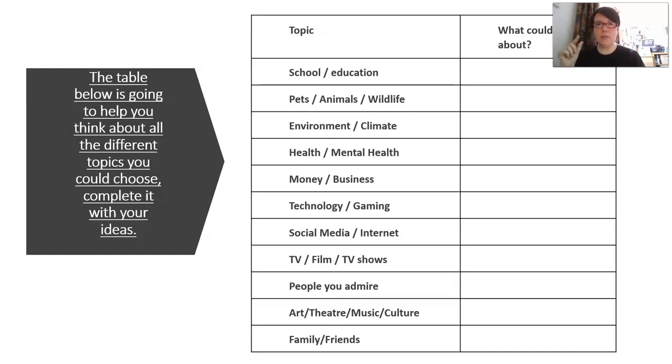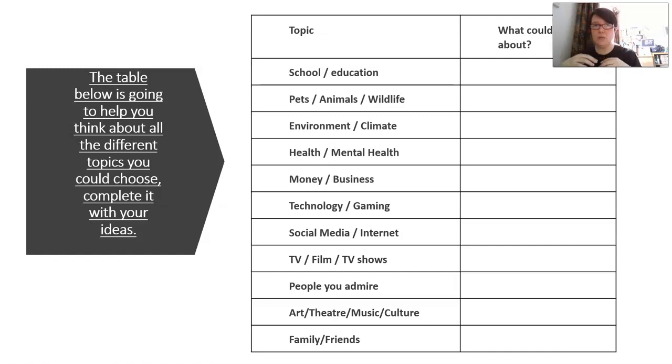So the first one says school or education. Now, if you remember from last lesson, one of the examples that I gave was to do a speech on the topic of the food in the school canteen, which, as you know, is quite controversial. Lots of people have opinions about it. So that's the example of, under school or education, that's one speech idea that you could do.